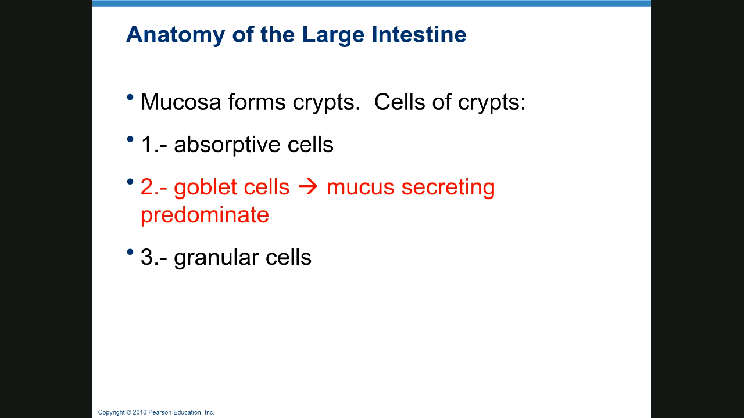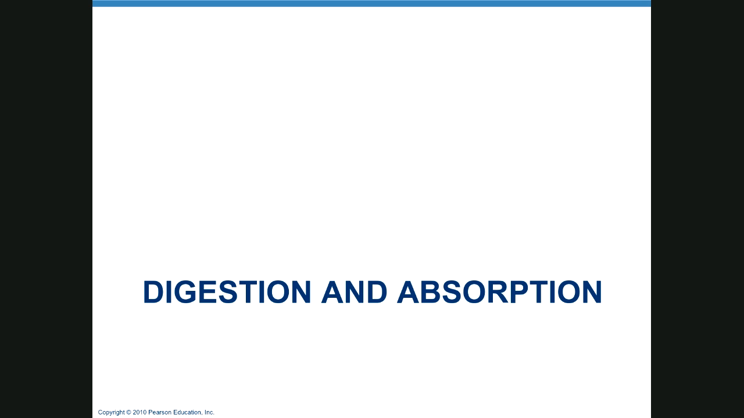The types of cells we have in the large intestine will be absorptive cells, goblet cells, and granular cells. So these cells are going to be absorbing water. Goblet cells secrete mucus. Granular cells also are going to have mucus secretions.